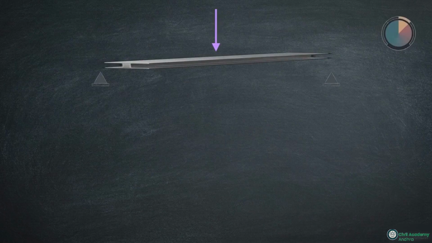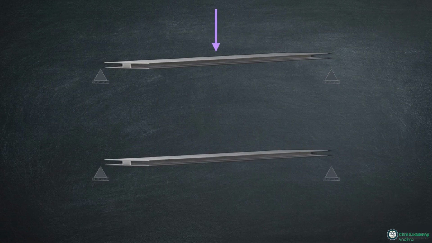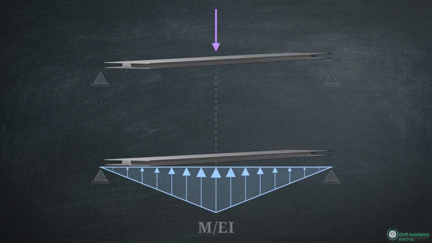Let's test this. Pause the video and try to sketch the conjugate beam and its loading diagram for a simply supported beam with a single central point load. Here is the solution. Your conjugate beam remains simply supported, but it now carries a triangular distributed load pointing upwards, representing the bending moment of the real beam.